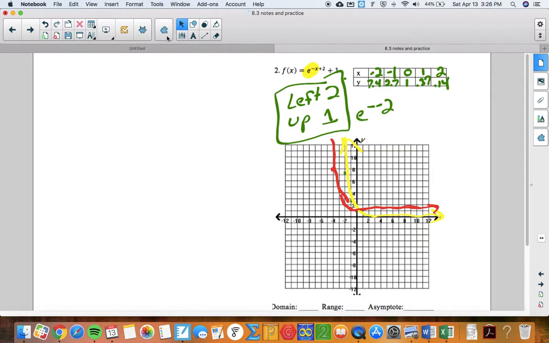So our domain, all the x values, we can plug anything we want in for x, so that's all real numbers. Our range is going to be y values that are greater than 1. And our asymptote, the line that it seems to approach as we go to infinity but not quite touch, is going to be y equals positive 1. There we are.